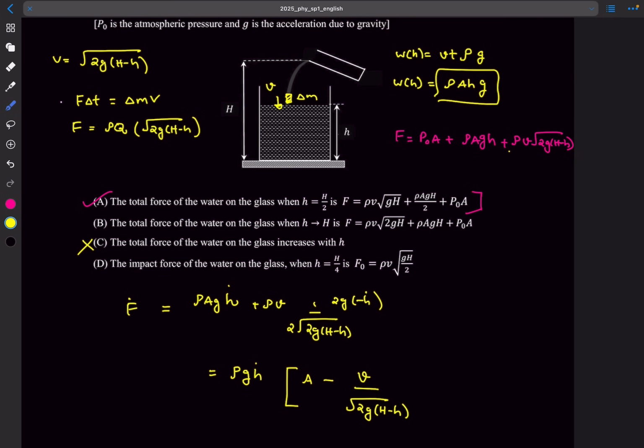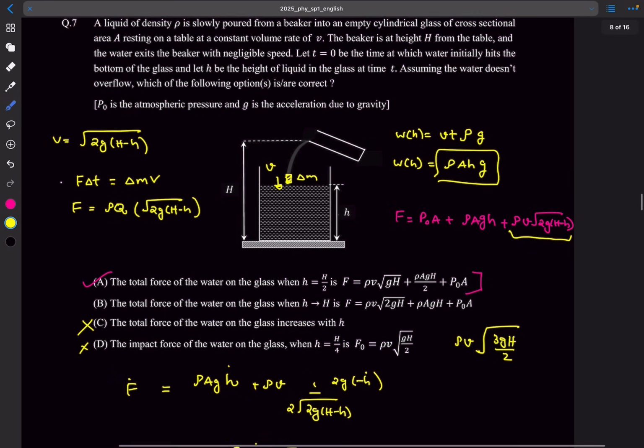Okay, and next is the impact force of the water on the glass when small h is H by 4. For that we can just put small h as H by 4 over here. So it will be rho V square root of 3gH by 2. Okay, option D would also be wrong. So the only correct option over here is option A.